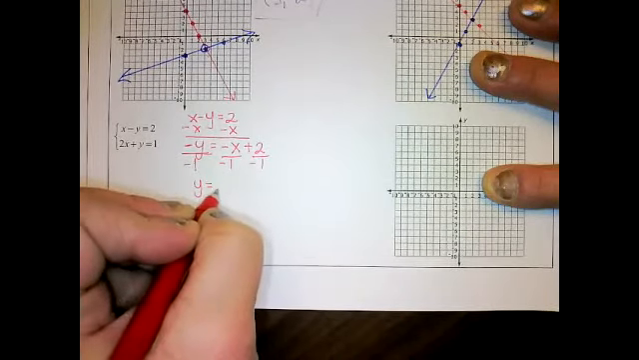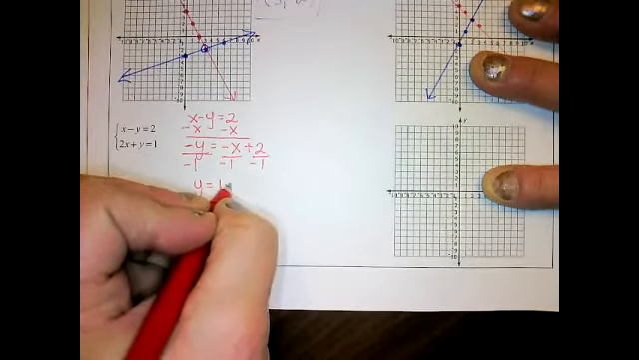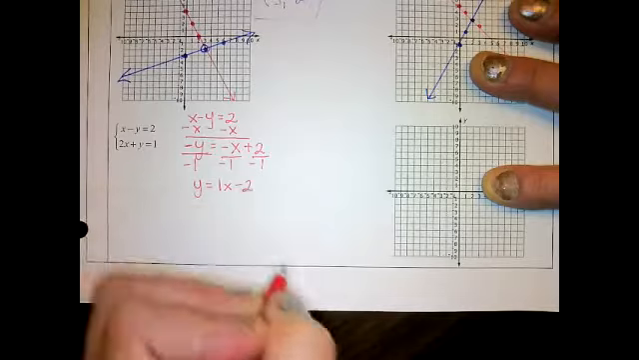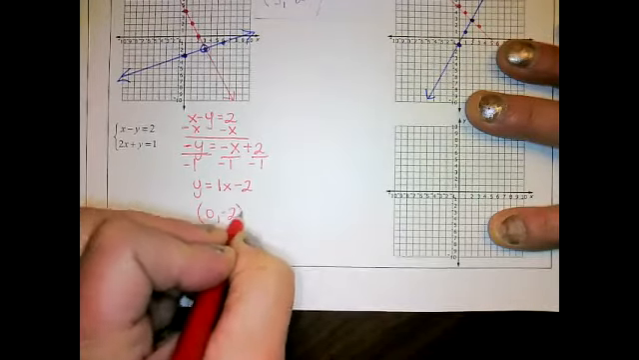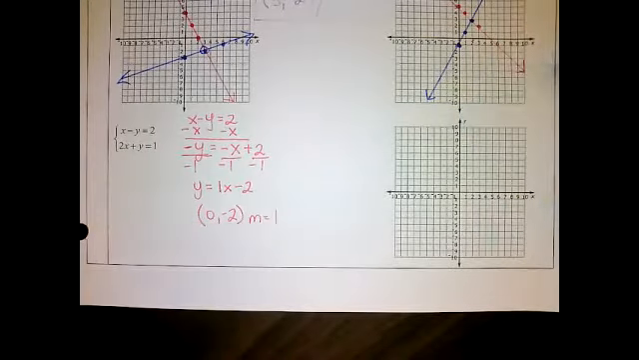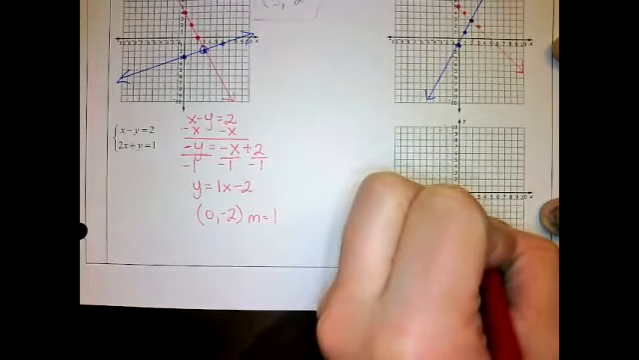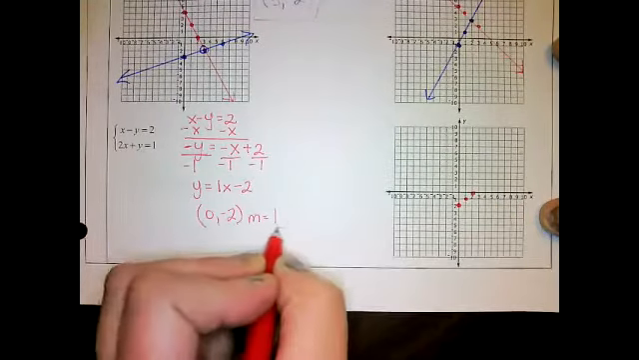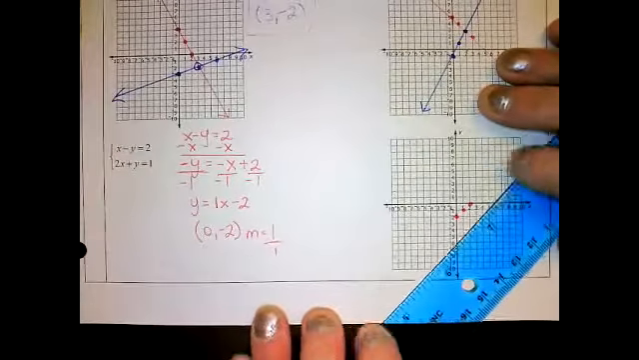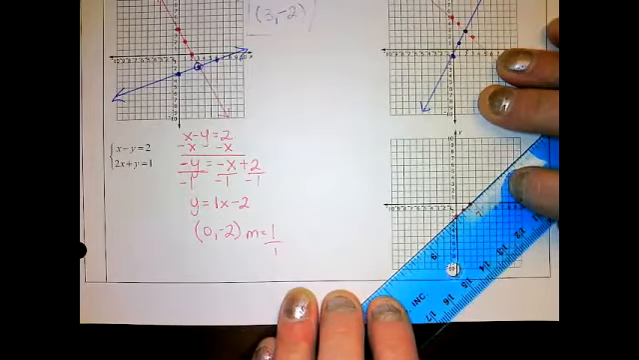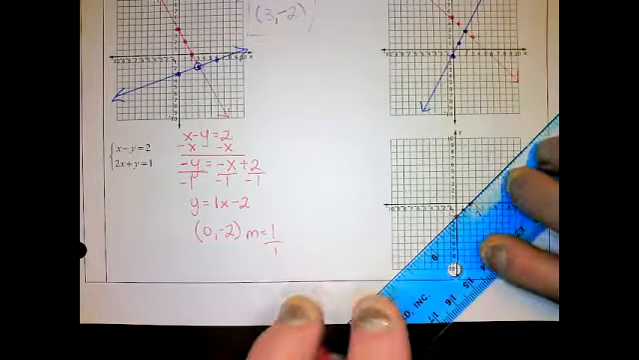I'm going to divide every single term here by negative 1. And I get y equals, this right here is 1x minus 2. So now my y-intercept is 0, negative 2, and my slope is 1. So I can plot those points. So 0, negative 2, and I'm going to go up 1 over 1. I almost always put my slopes over 1, just so I don't forget that I need to go over 1. And I see a lot of students doing that too. So that's another reason that I write it that way.